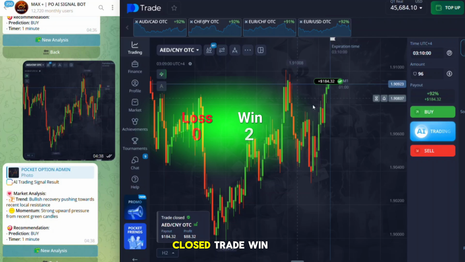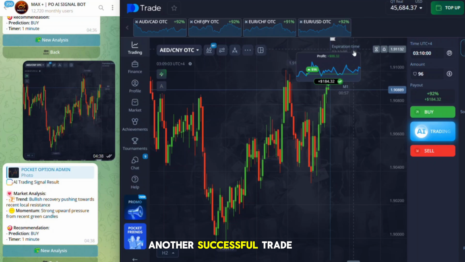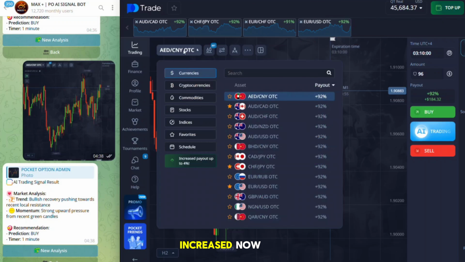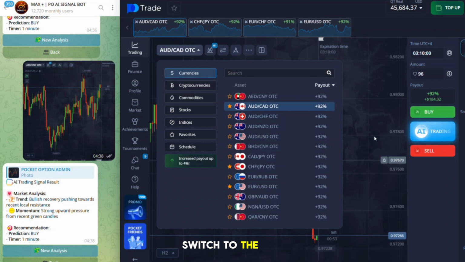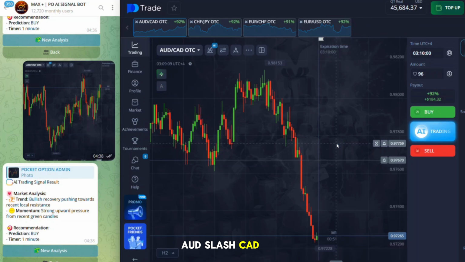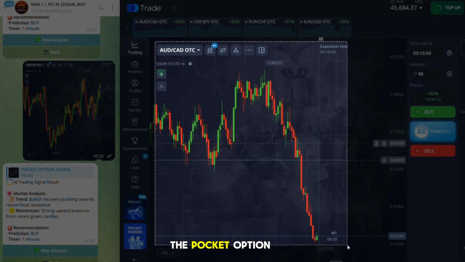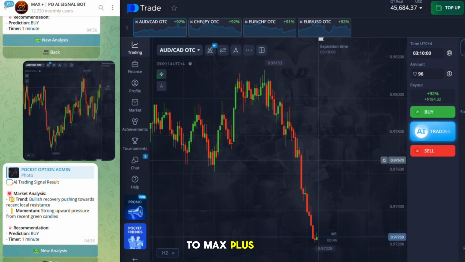The position has closed. Trade win. Another successful trade. Our balance has increased now. This time, we'll switch to the AUD/CAD pair. I'll take one more screenshot of the PocketOption chart and upload it to Max Plus Bot.